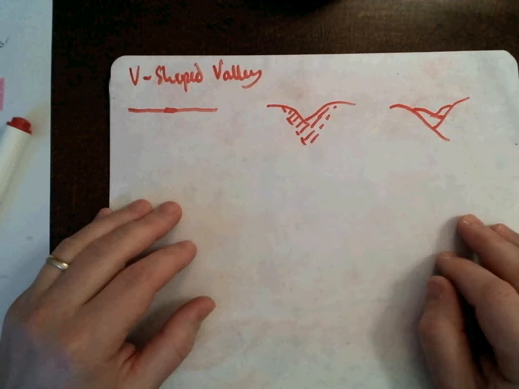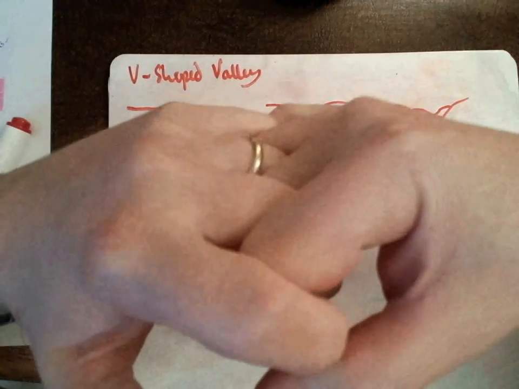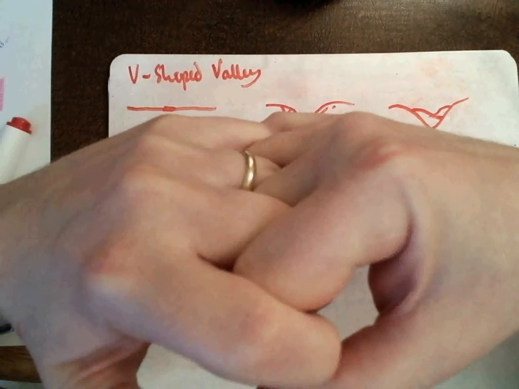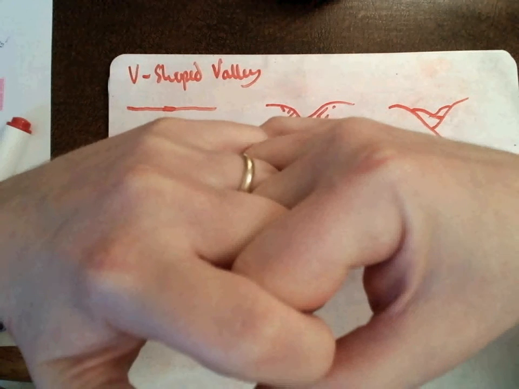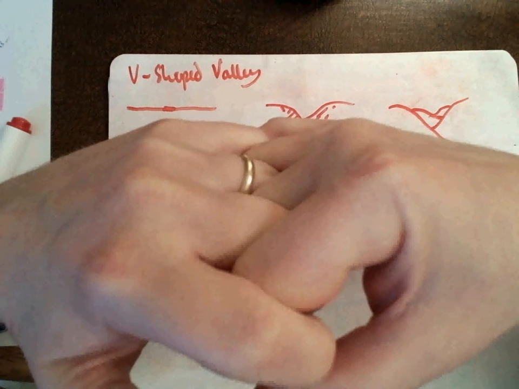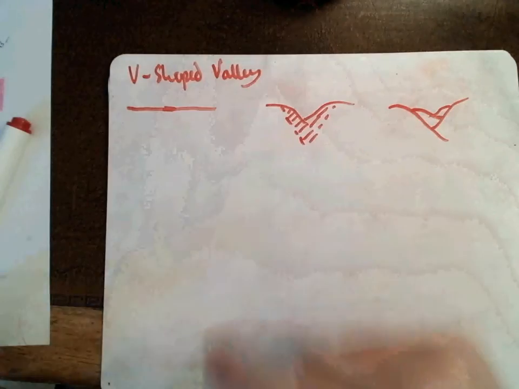A visual way to understand this is if you interweave your knuckles like this. That's what looking down a V-shaped valley would look like, with each of my fingers being one of the interlocking hills of the valley, and the zigzag between my fingers being the winding course of the river as it's eroding its way down through the landscape.